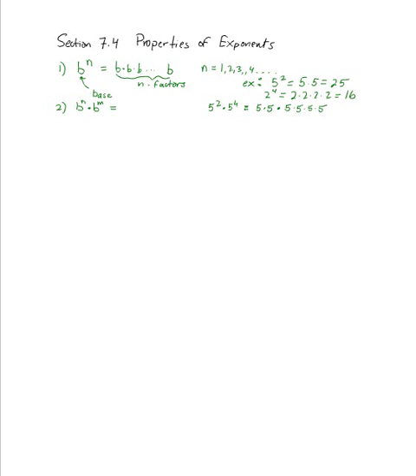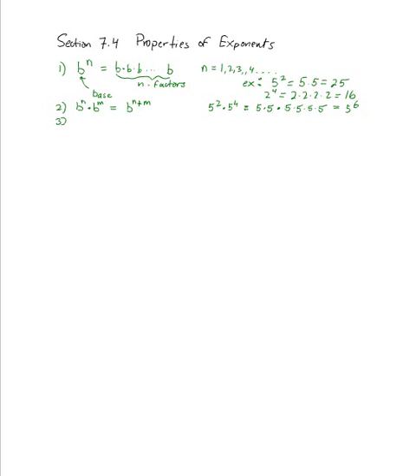So look at what I have. Altogether, I have 6 5s all being multiplied together. That, by definition, is 5 to the 6th. So when I multiply two things that have the same base, I add the powers.